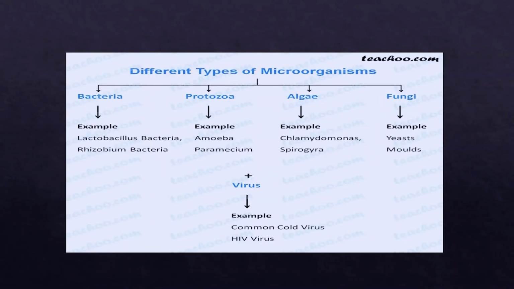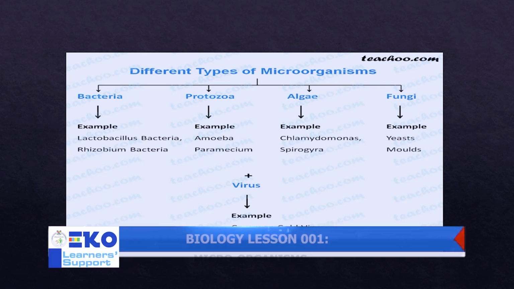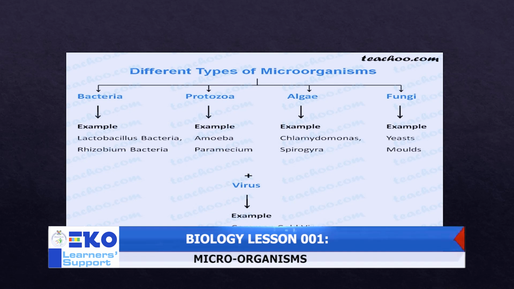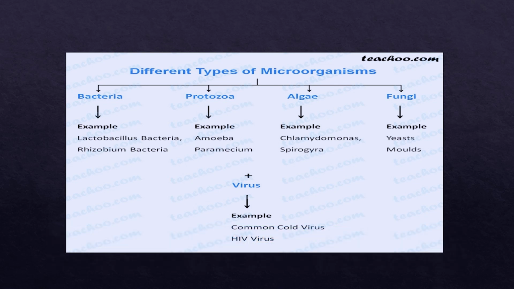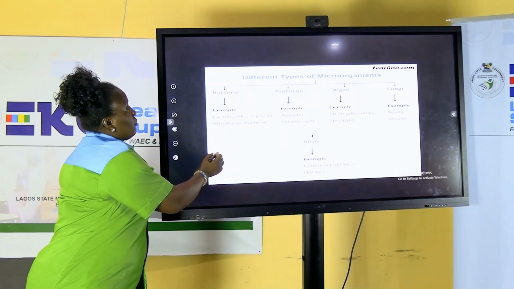Different examples: for the bacteria, we have rhizobium bacteria as an example. For the protozoa, we have amoeba. For the algae, we have spirogyra. Then from the fungi, we have our yeast. And for the virus, we have our common cold virus.